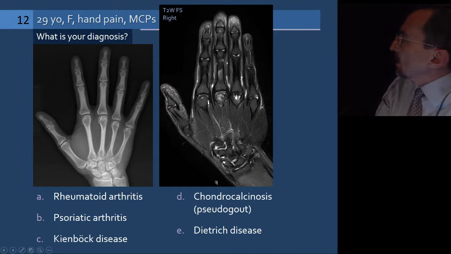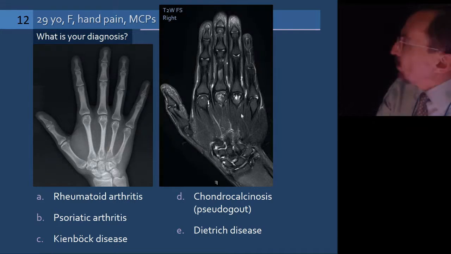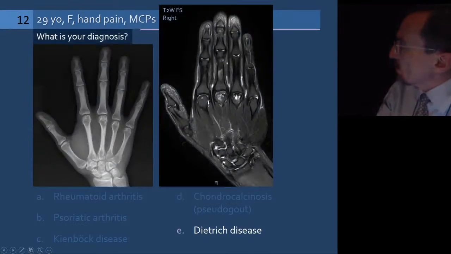So with rheumatoid arthritis, we would appreciate the presence of some periarticular osteopenia, which is lacking. The PIP joints are normal. Even the distal aspects of the MCP joints are normal. But then we have this condition called Dietrich disease, which is quite a rare instance actually, but still, with radiology, we are in a position to really make the diagnosis.